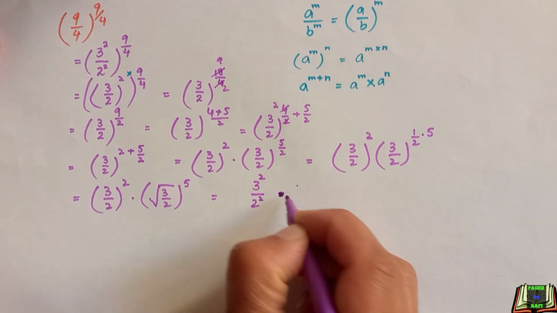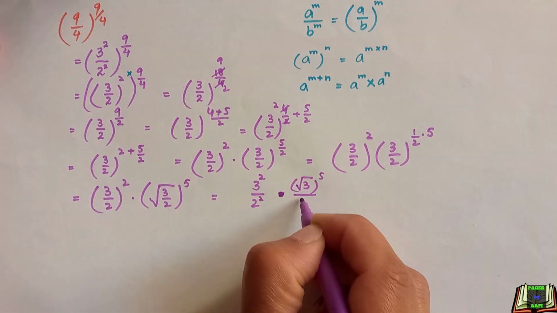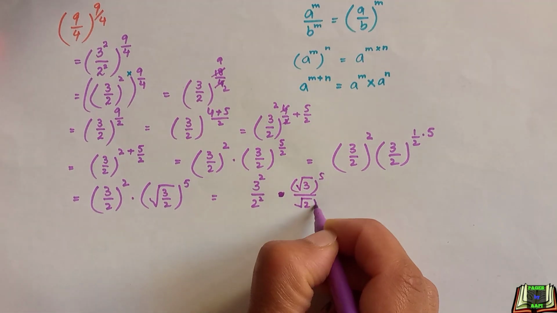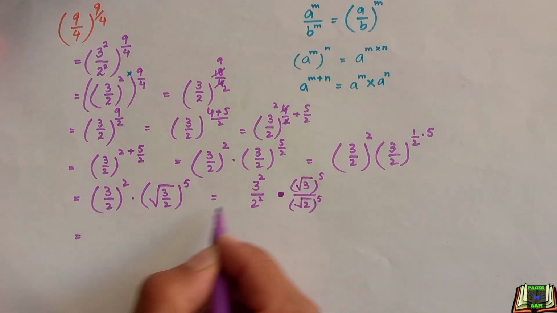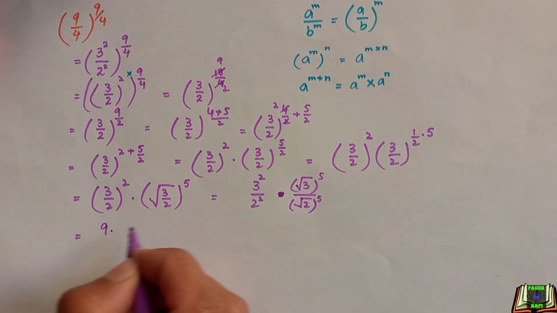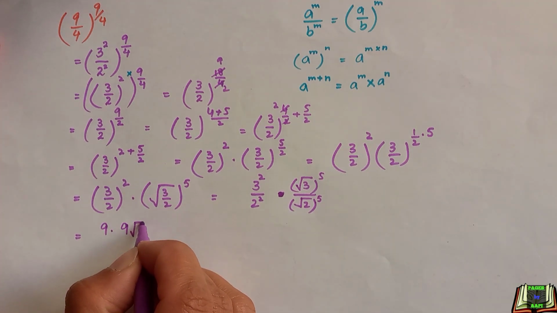times root 3 to the power 5 divided by root 2 to the power 5. 3 squared is equal to 9, times this, which is equal to 9 root 3.